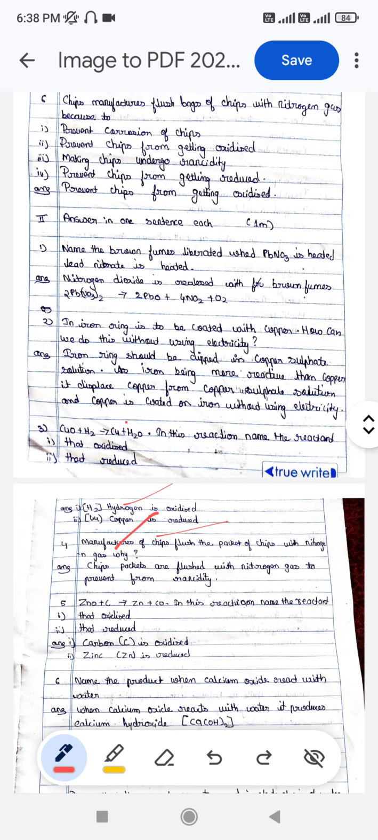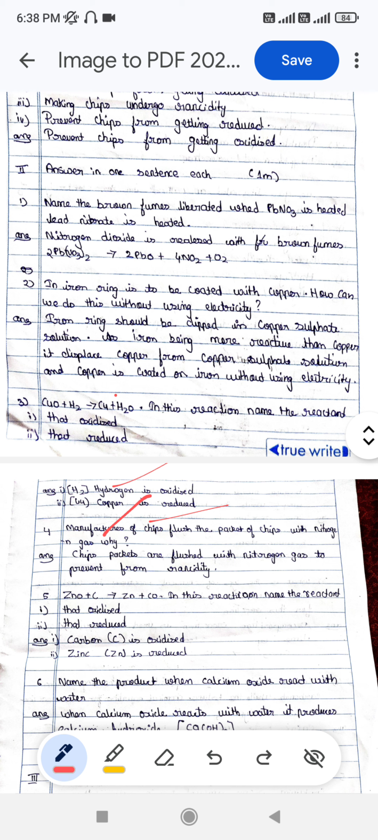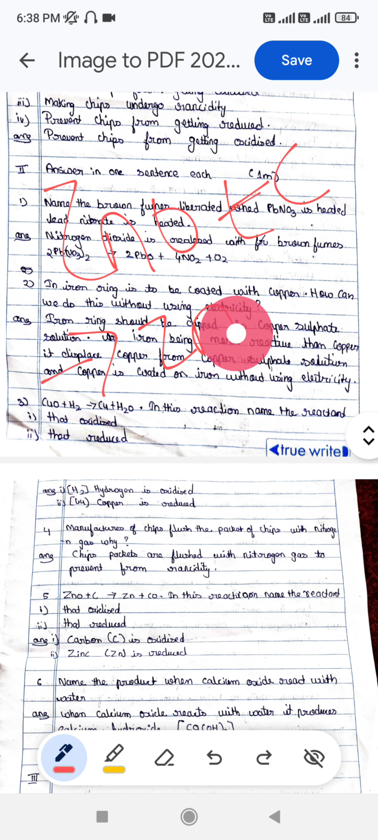Next, another question they asked here, about the same thing we discussed in the third question. Zinc oxide plus carbon react with each other and produce zinc plus carbon monoxide. Which is oxidizing and which is reducing? Okay, we have to say. What is the reaction here? Zinc oxide plus carbon, correct? It gives zinc plus carbon monoxide.